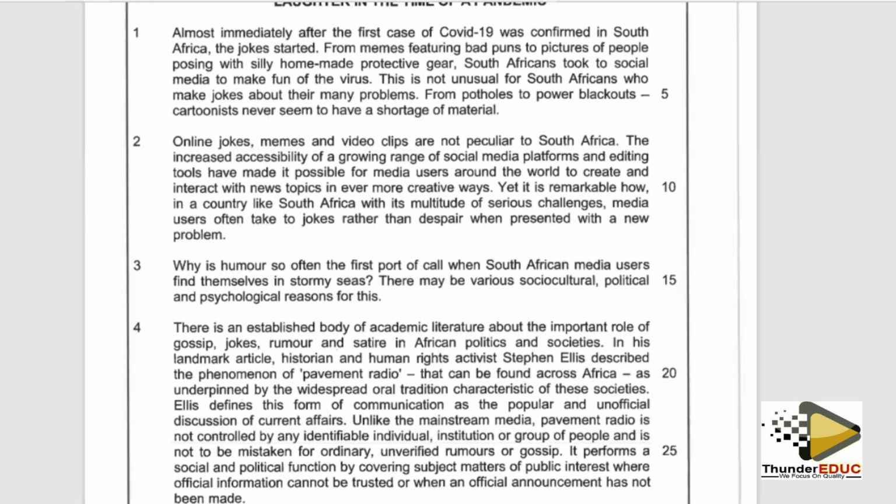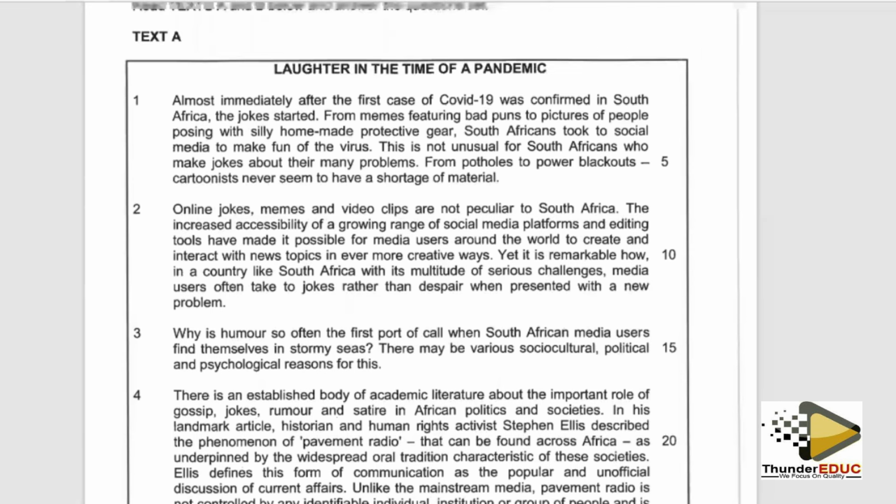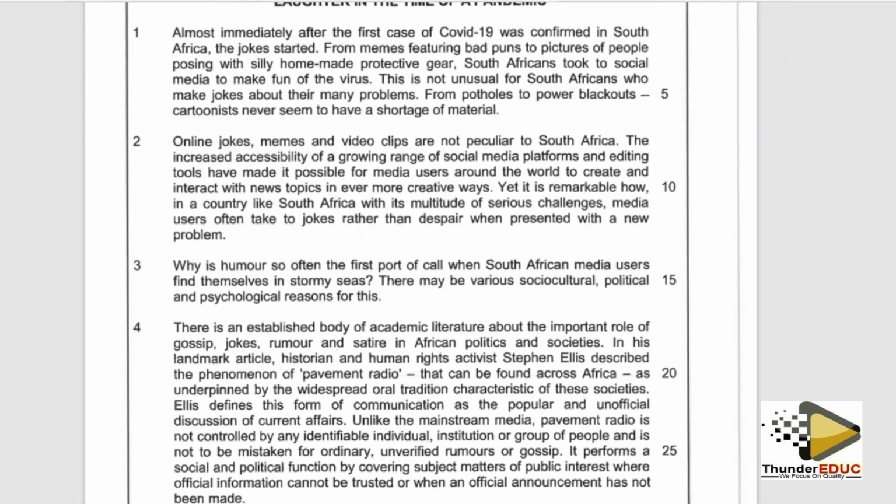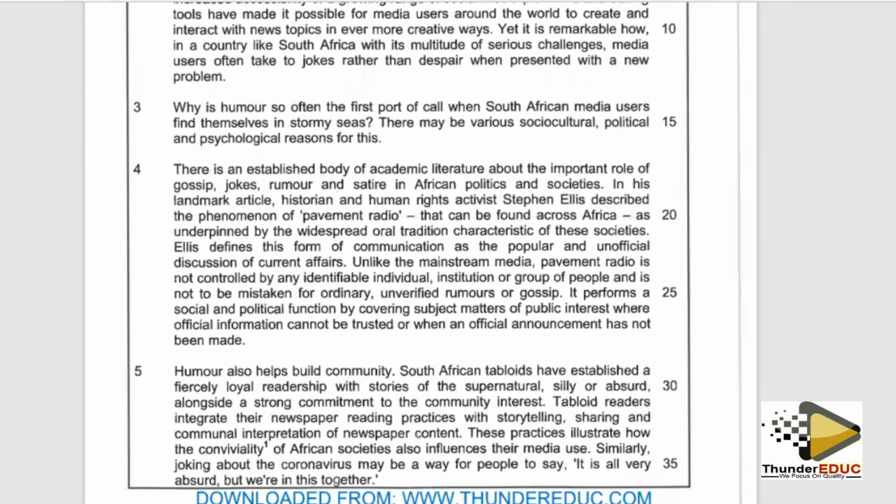This was the comprehension that was dealt with in the supplementary paper that was written recently. It was "Laughter in the Time of a Pandemic," referring to COVID-19. We went through the lockdown. We went through the trauma. We went through the pain. We went through the humor that we had to infuse as we were trying to get through the experience of a lockdown. These are all the things that were there in this question paper.